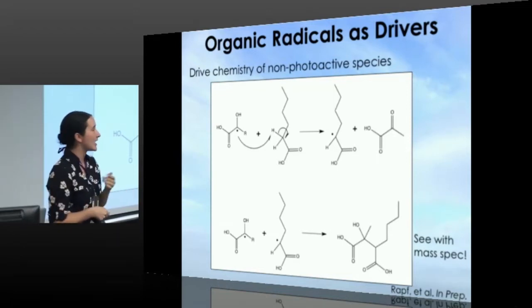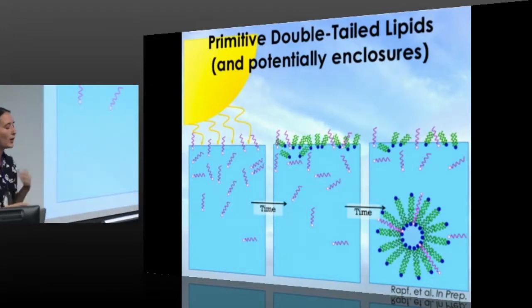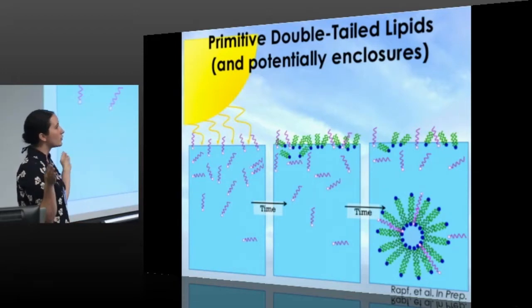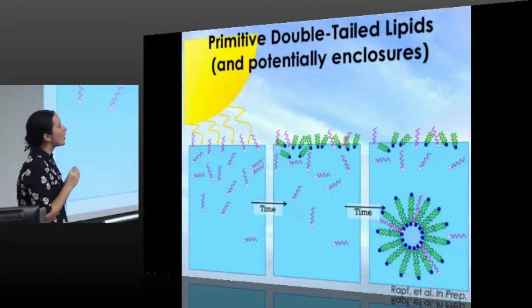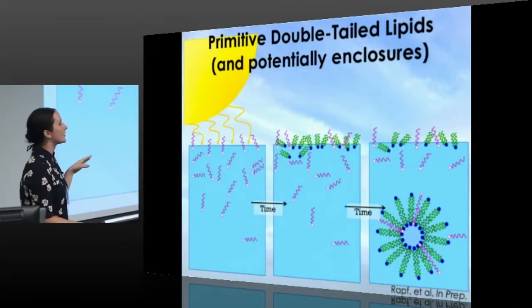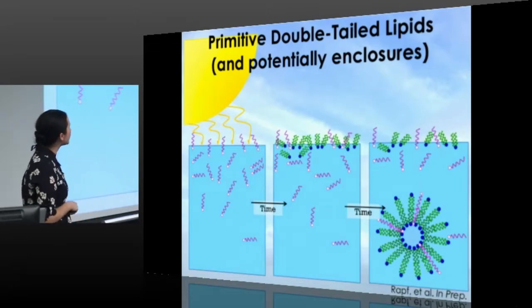And so if that's the case, then we really have developed a primitive, or a fairly robust, system for generating primitive double-tailed lipids, both with two oxoacids coming together, but also being able to take a molecule like a carboxylic acid that is not itself photoactive and can't do photochemistry, but we can use the photoactive species as drivers for further chemistry.